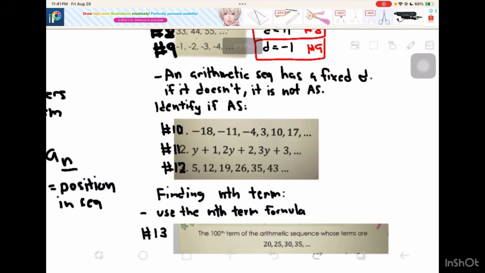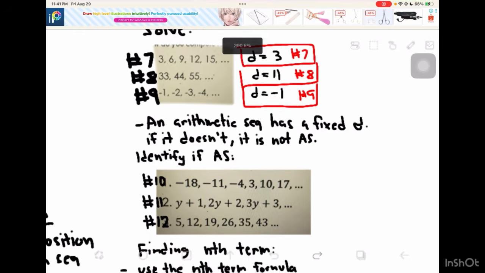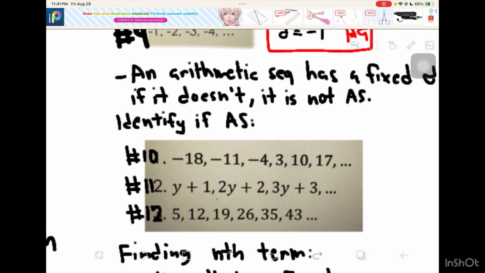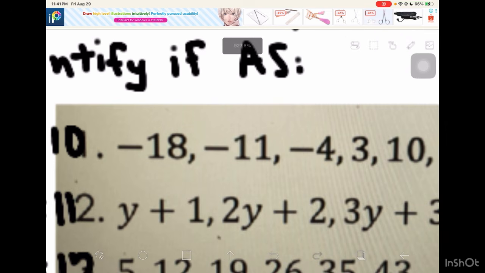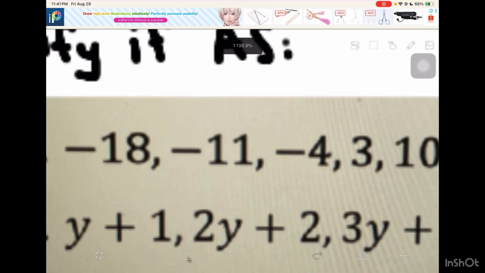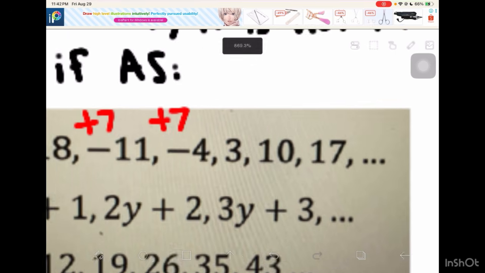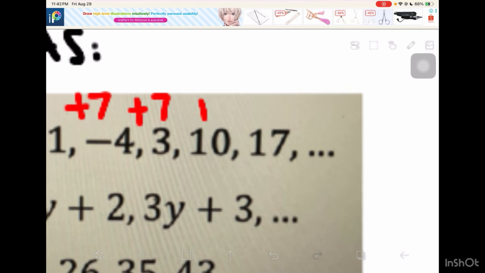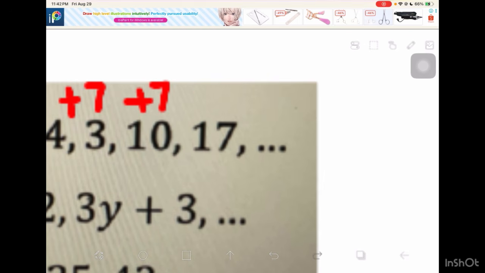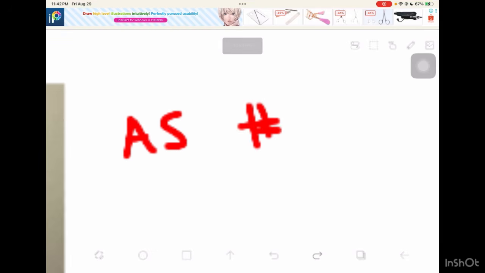All right. So to ensure that it has a fixed common difference, we need a fixed common difference. So if it doesn't, it's not an AS. So we just want to say over here if it's AS or not. So let's see. Negative 11 minus negative 18 is positive 7. Negative 4 minus negative 11, that's also positive 7. 3 minus negative 4, that's also positive 7. 10 minus 3 is also positive 7. And 17 minus 10 is also positive 7. So this is an AS. Number 10.